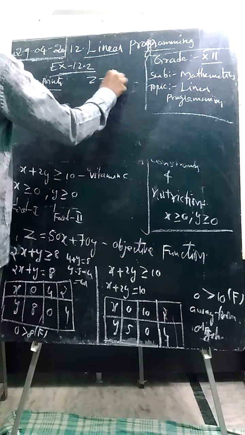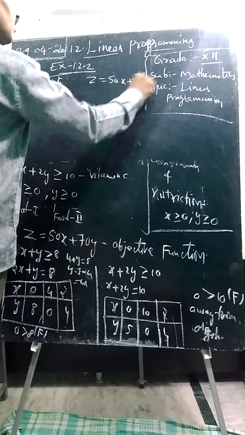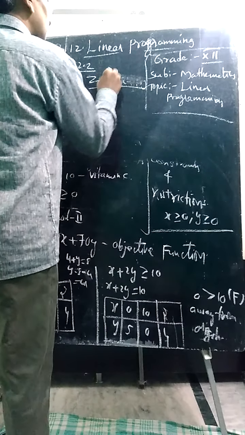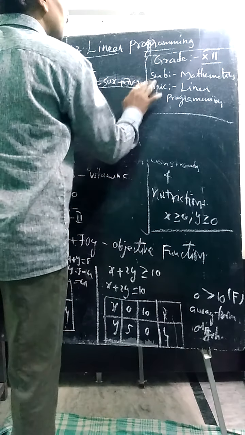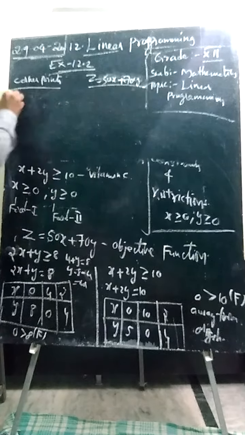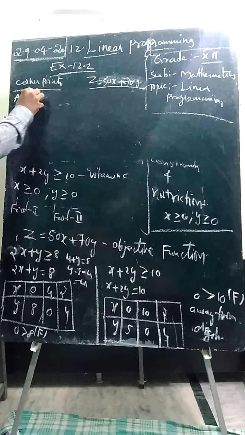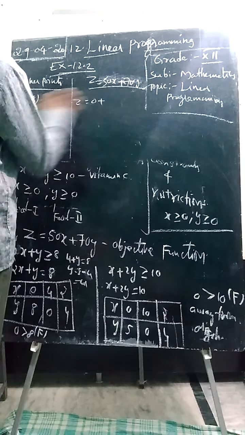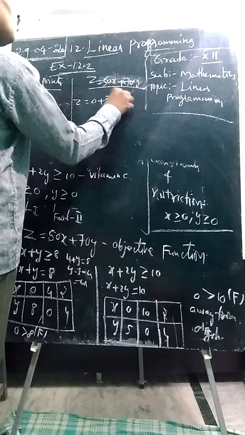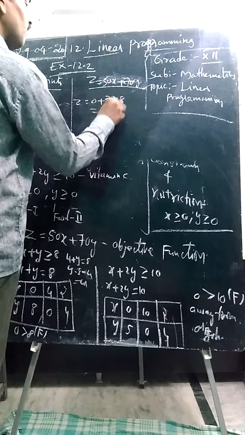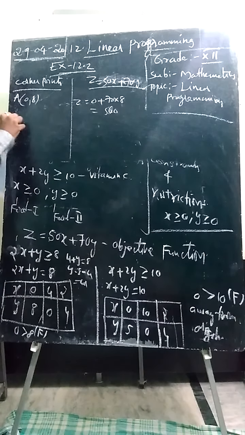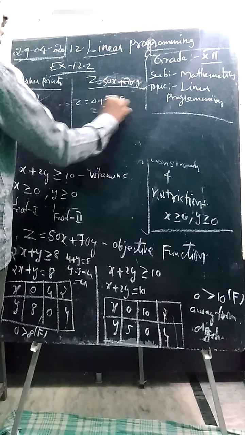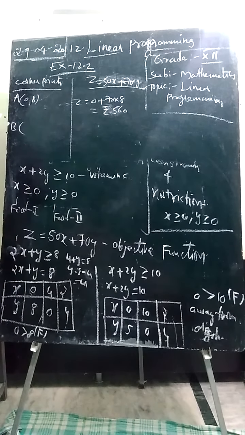And here the given objective function is 50x plus 70y, because 50 rupees is the cost price for food 1, and 70 is for food 2. So we got one objective function. We should find where it is minimized. Here we have the corner point 0, 8. If you put the value, that is equal to 0 plus 70 into 8, that is equal to 560. This is A (0, 8): rupees 560 is the amount spent for getting that energy.